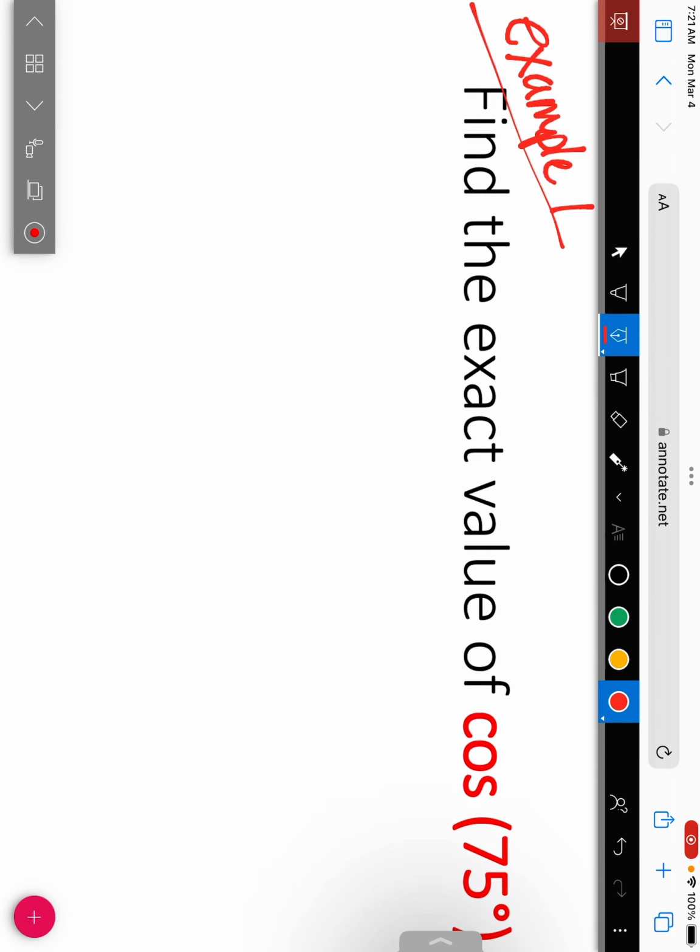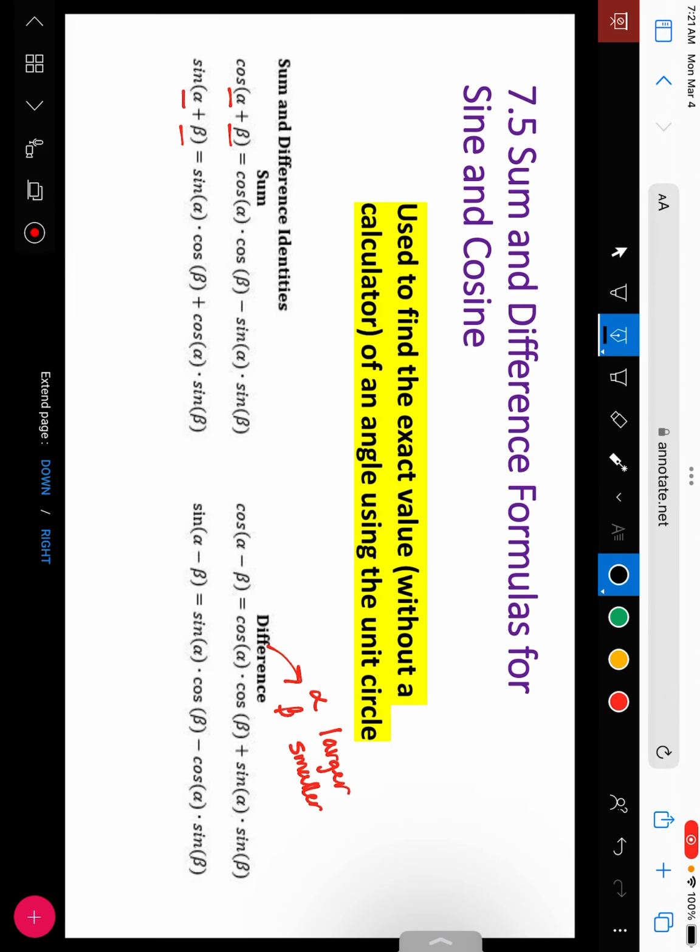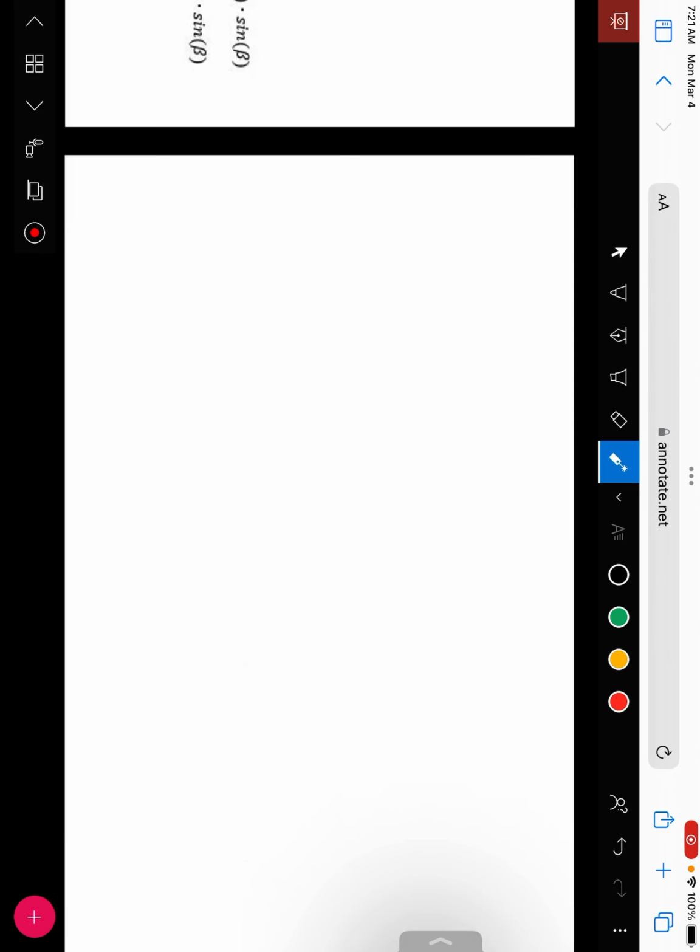First of all, we're using the cosine sum formula. Let me start by writing that formula down. Cosine sum, does everybody see it right here? Cosine sum is this first one. Go ahead and write this identity down. Again, it's on your pink sheet.